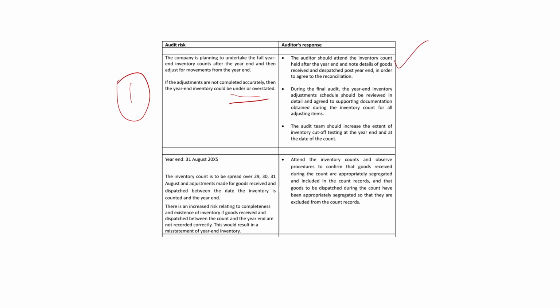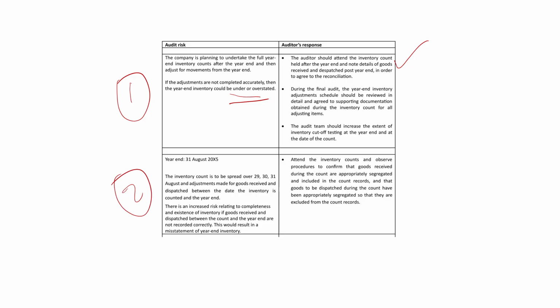My plan is I'm going to attend the count held after the year end. I'm going to note details of any goods received or dispatched after the year end, and I am going to make sure that's all there in the reconciliation. Remember, your statement of financial position is as at, so I need the balance as at the year end.